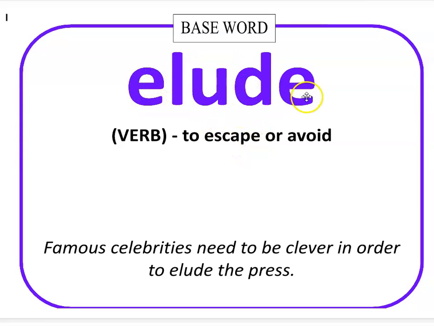So we have the verb elude here. In its base form, you would use the word to in front of it. So if you're not using it as a verb, you're using it as base form. We call it an infinitive, and we have the word to in front of it. So if we look at this sentence, famous celebrities need to be clever in order to elude the press. So celebrities is our subject, need is the verb. To elude is being used here as an infinitive, and elude is the base form of the word. So in order to avoid or escape the press.